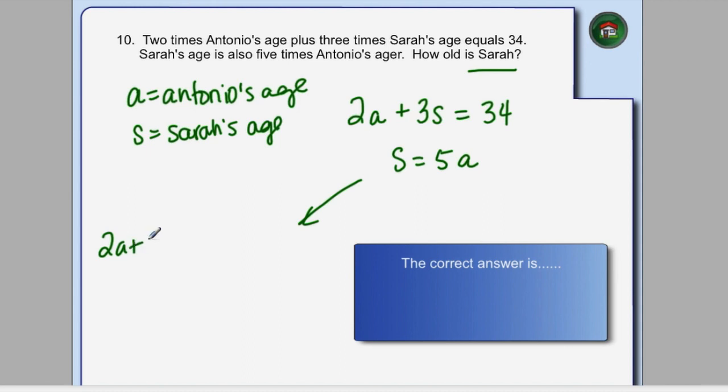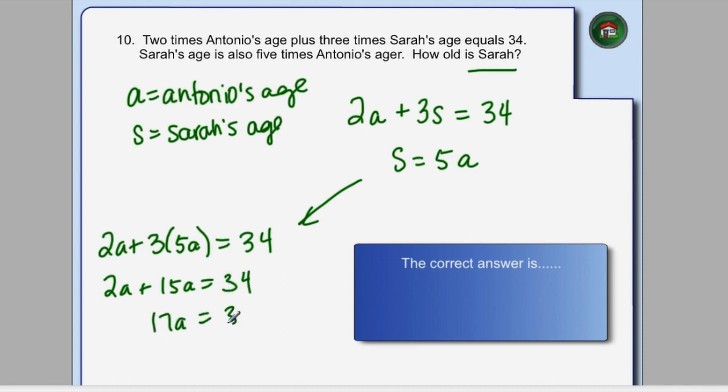So 2A plus 3, and S is 5A, equals 34. So 2A plus 15A equals 34. 17A equals 34. And A equals 2. So that means Antonio is 2 years old. How do I find Sarah's? I find Sarah's by putting 2 back in for A. So Sarah is 10.